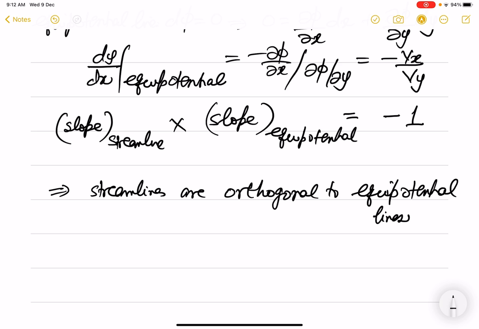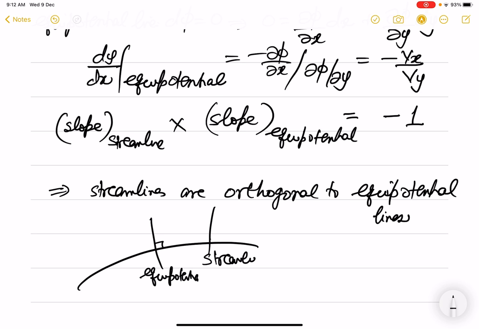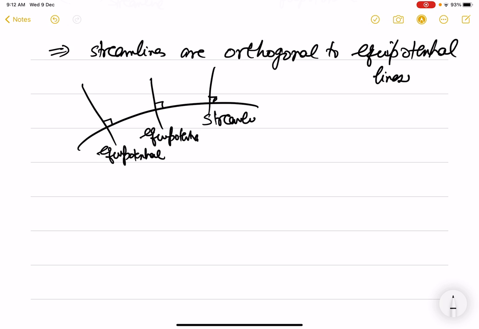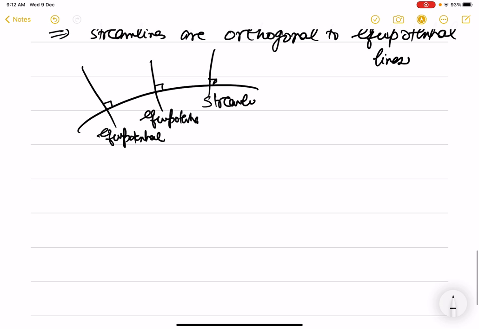So that is the meaning of this. If you have a streamline like this, then perpendicular to this at this location will be an equipotential line. Here the equipotential line at each of these points will be perpendicular to the streamline. So this is one thing which we make. Secondly, and this is where you will now see how we relate these to actual flows.